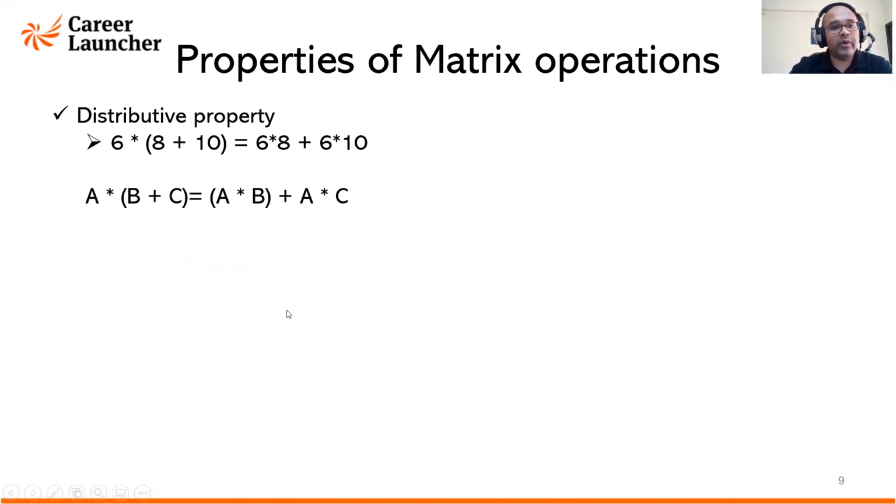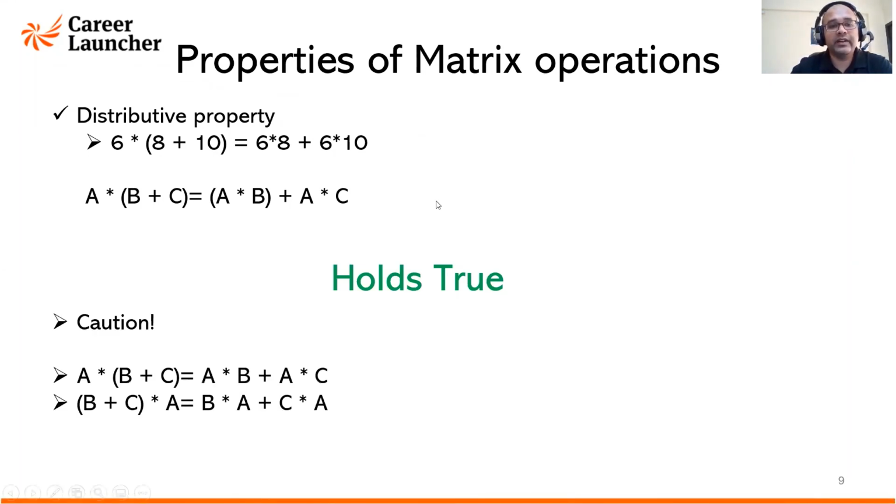Now, distributive property for matrix multiplication also holds true. It means whether you add the matrices first and then multiply it with A, or you break it up as A into B and A into C, the answer does not change. So the distributive property holds true for matrix operations, right? Now, please keep one small thing in mind. When you are multiplying, A comes first, then B comes.